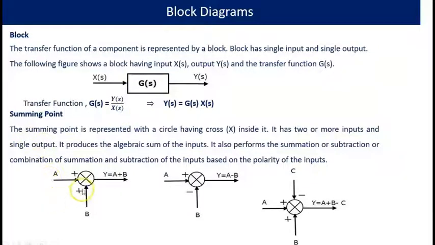Now, what is summing point? Summing point is represented with a circle having cross inside it. It has two or more inputs and a single output. It performs the summation or subtraction or the combination of summation and subtraction of the inputs based on the polarity of the inputs. Here it is Y is equal to A plus B. Here it is A minus B. Y is equal to A minus B. Here Y is equal to A plus B minus C.